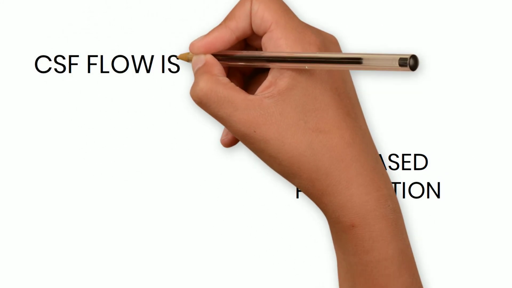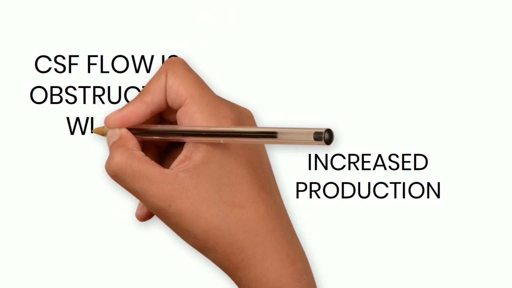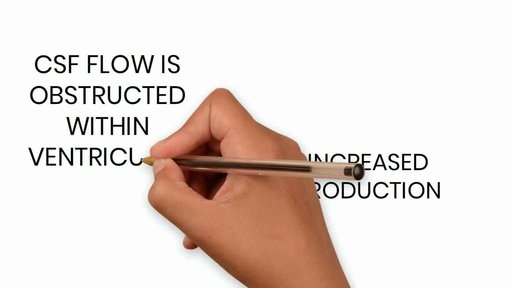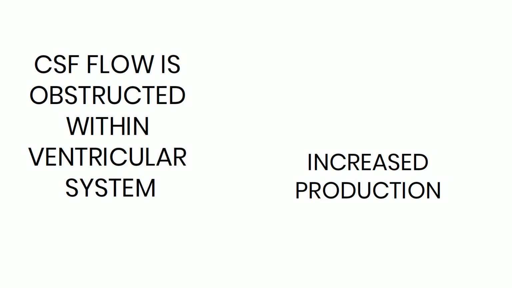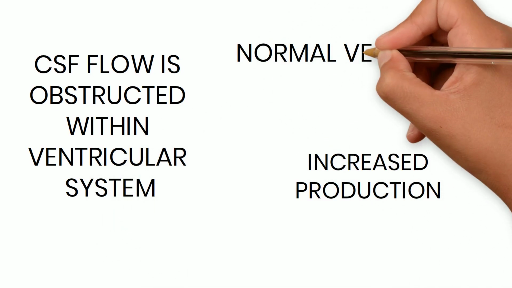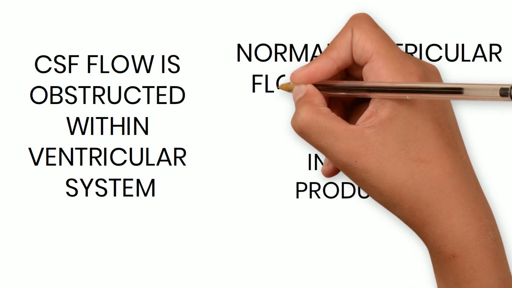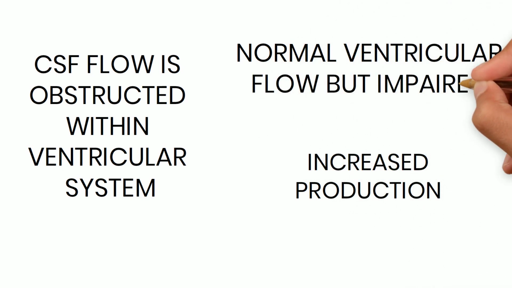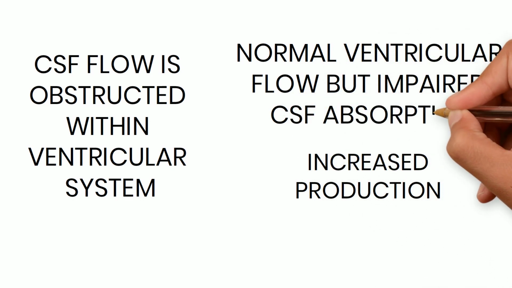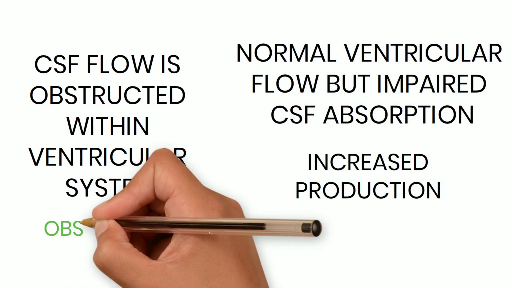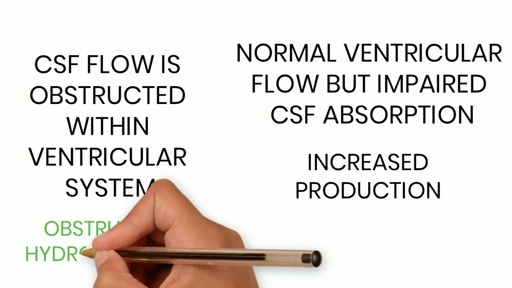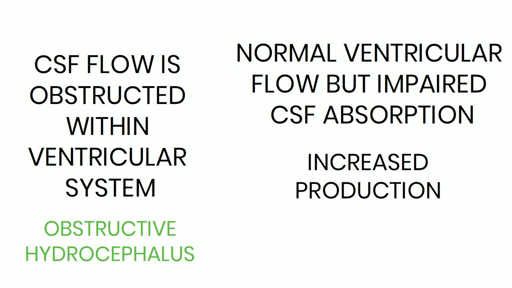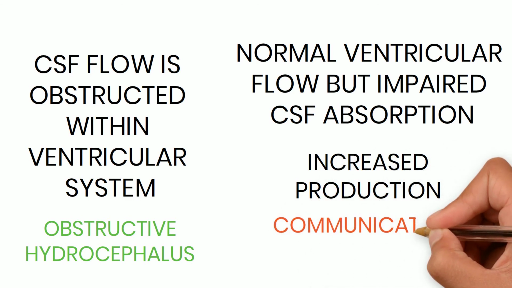So what are the reasons for this increased intracranial CSF? This could be due to increased CSF production itself, or there is some obstruction to CSF flow within the ventricles, or CSF flow within the ventricles is normal, but there is some extraventricular CSF obstruction or impaired CSF absorption. When it is due to obstruction within the ventricles, it causes obstructive hydrocephalus, whereas these two cause communicating hydrocephalus.